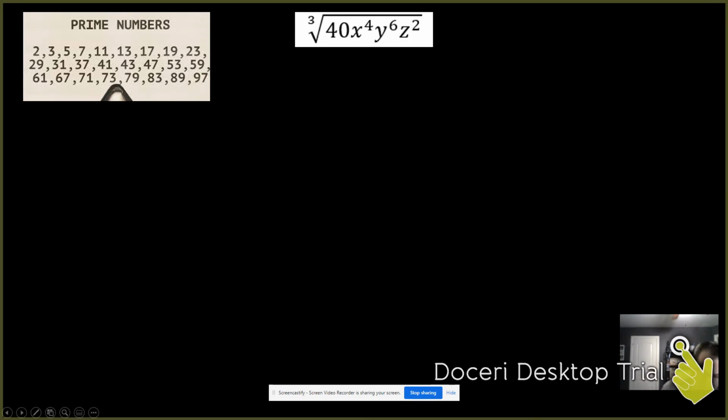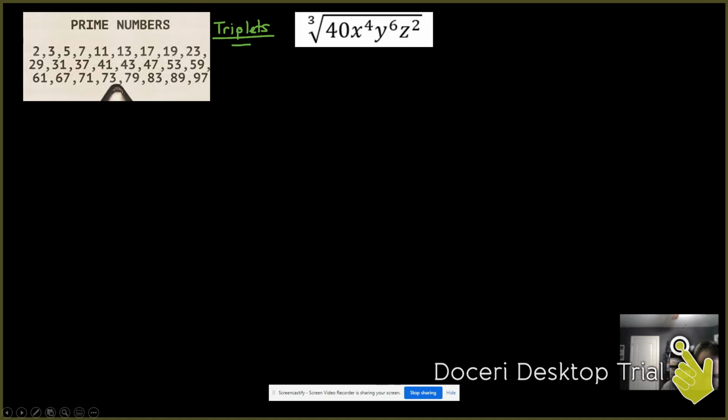Welcome back. Hopefully you guys rocked out that last one. Let's go ahead and check out this one. Please recognize that there is a new index on this particular radical. There is a 3. That tells me that I'm going to be looking for a triplet system. So the number or variable has to be mentioned 3 times for it to escape. Remember, this is mentioned 3 times.